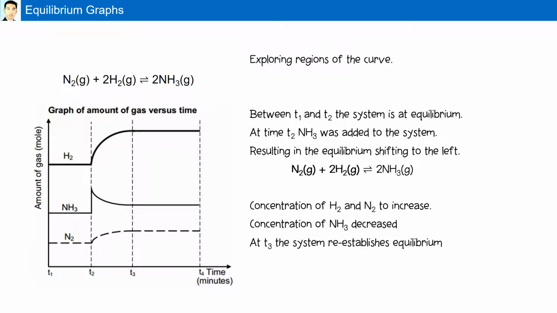Additionally, at T3, the system reestablishes equilibrium. The graph has become flat or constant again. The concentrations have become constant. Between T3 and T4, the system is back at equilibrium.